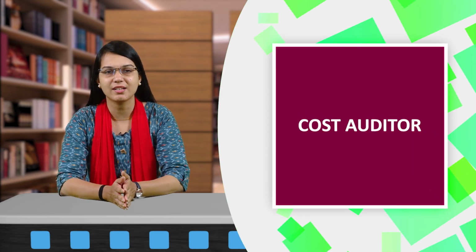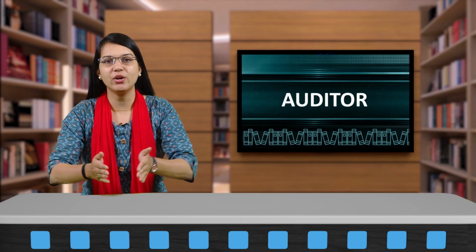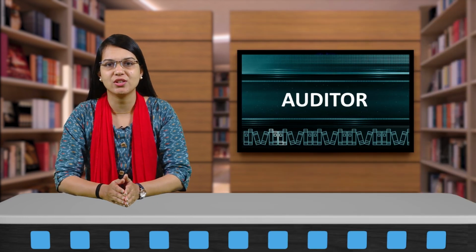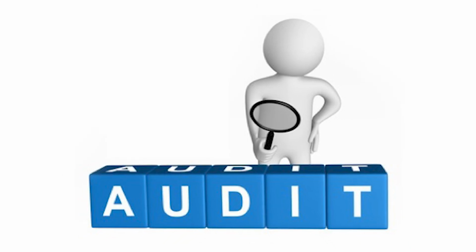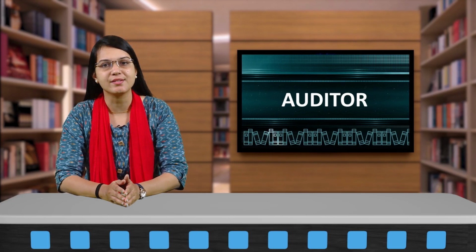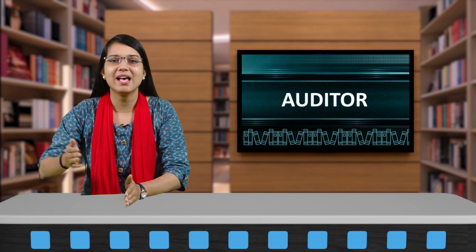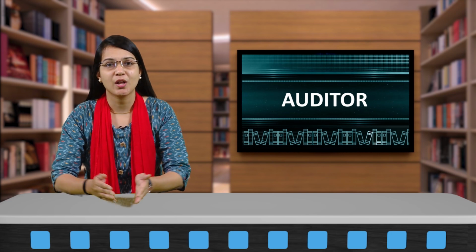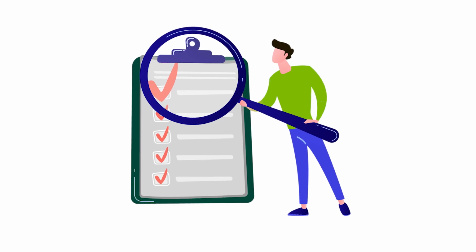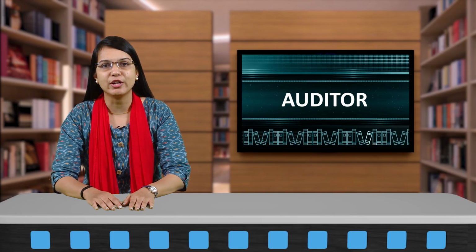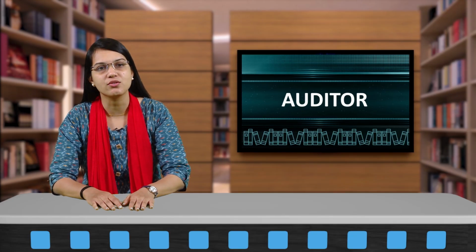Now, we will discuss cost auditor. According to Section 148, subsection 3 of Companies Act 2013, cost audit shall be conducted by a cost accountant in practice, who shall be appointed by the board on such remuneration as determined by the members in such a manner as may be prescribed. No person appointed under Section 139 as an auditor of the company shall be appointed for conducting the audit of cost records.